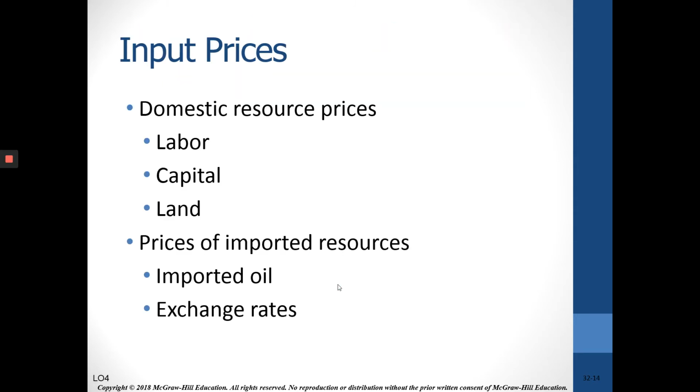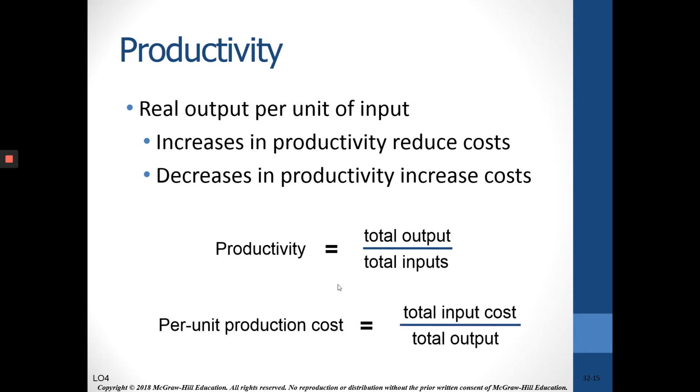But what changes that aggregate supply curve? Input prices, domestic resource prices, land, labor, capital. If the price of labor goes up or capital goes up or land goes up, that's going to decrease the aggregate supply curve. And exchange rates do matter as well, but not as nearly as important as the labor, capital, and land prices domestically. And again, if those labor, capital, and land prices go down, we would likely see an increase in aggregate supply. So wages, if wages go up, that might decrease aggregate supply.